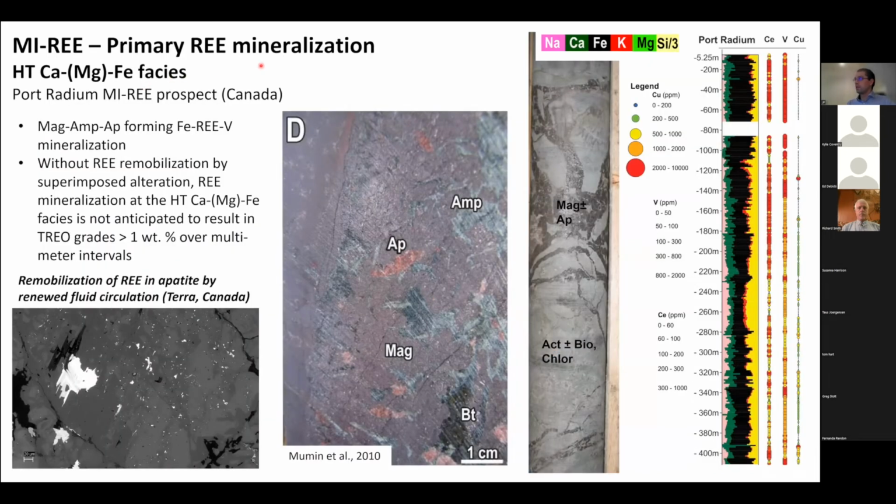Rare earths, especially if there's abundant precipitation of apatite in conjunction with iron oxide or with amphibole, can start to be concentrated at this alteration facies. However, if this alteration facies is not remobilized by a subsequent alteration type, it's likely that the rare earth grades will remain relatively low. So it won't be possible to have total rare earth oxide grades over 1 weight% over large intervals.